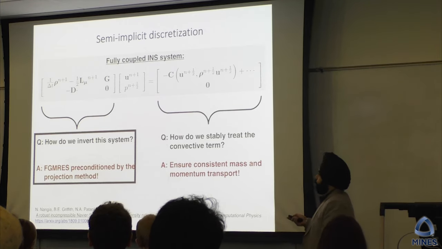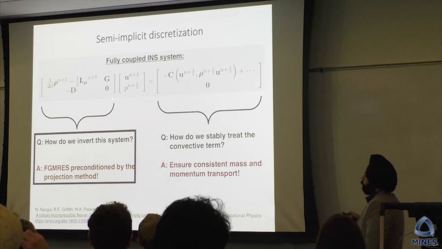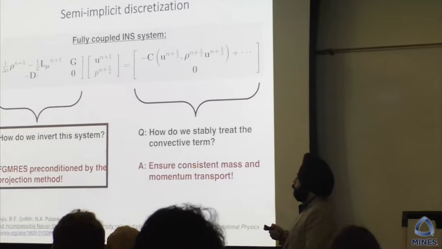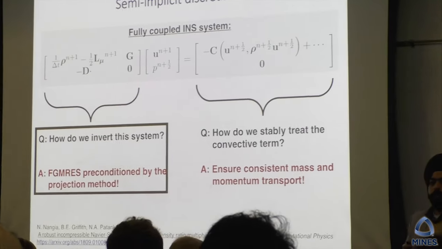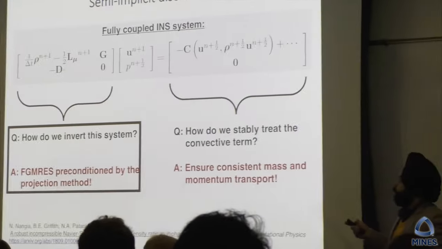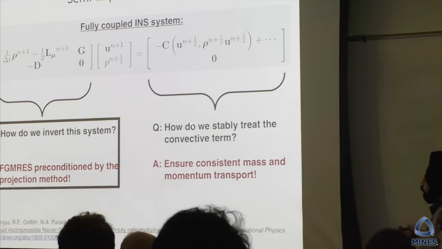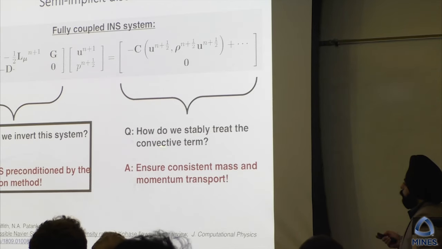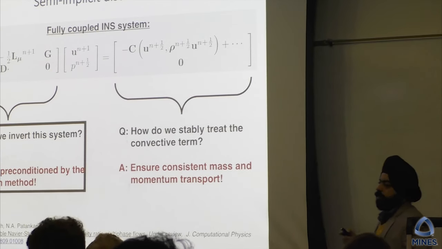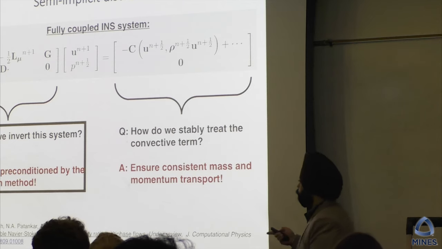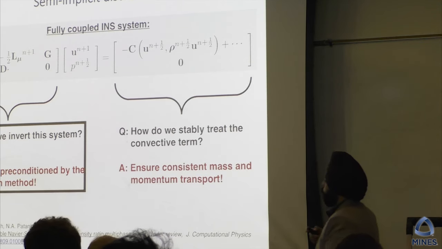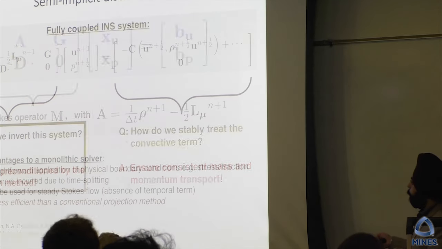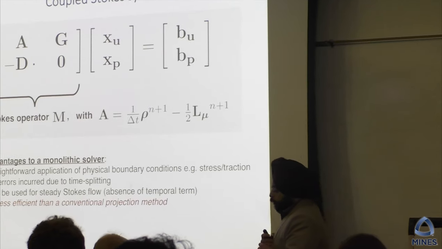So I will give you the answer first and then details here. So the first question that I pose, how do we invert the system? We have designed a very robust and efficient preconditioner to solve this system in a matrix-free sense. And to make sure that our simulations remain stable, we ensure that the mass and momentum transport is consistent. This is the key requirement. The details are mentioned in the paper that we recently submitted to JCP, and I'll come to you to go over this.